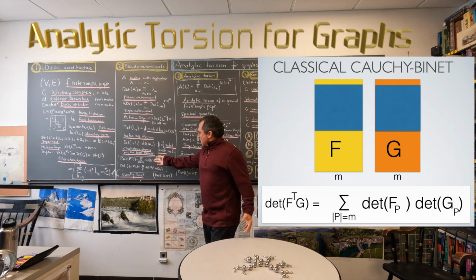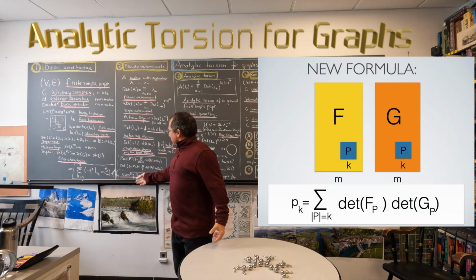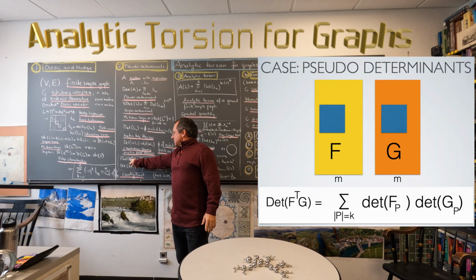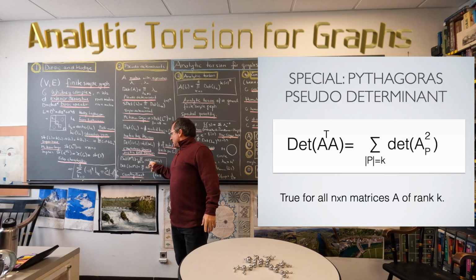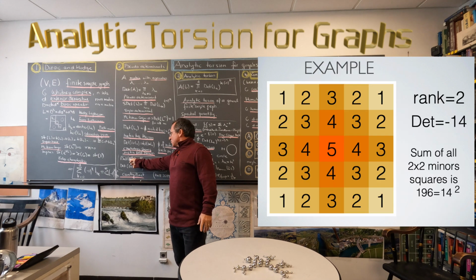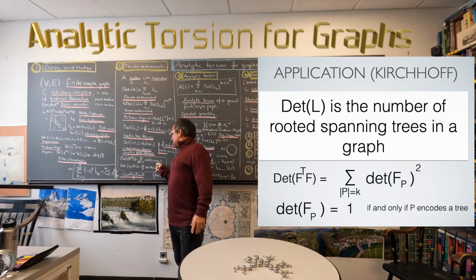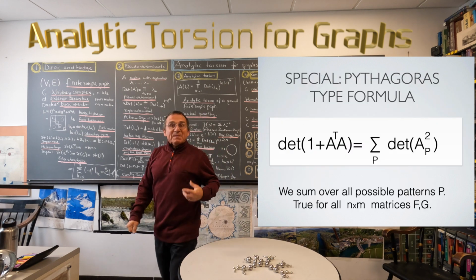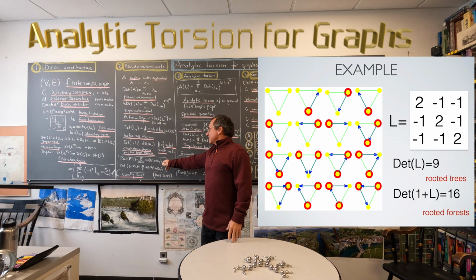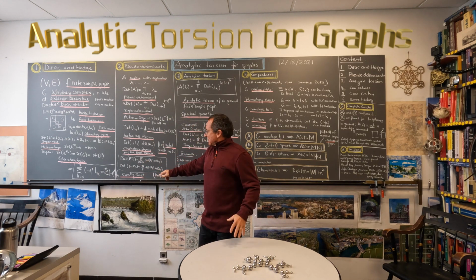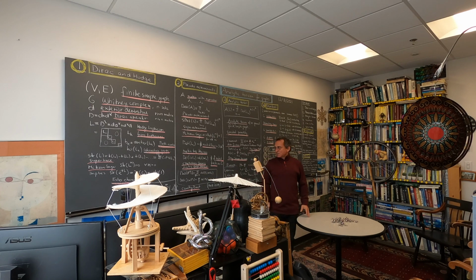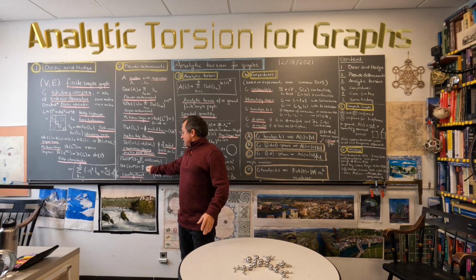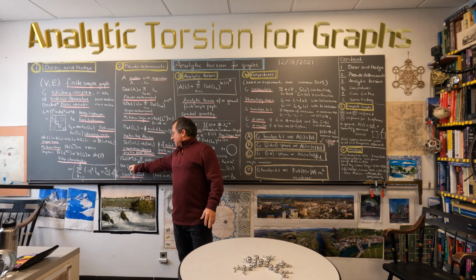And I'm proud of these formulas because most of the work here was actually just verifying that this has not been done before. So this is a general n times n matrix F and G, and we can express this pseudo-determinant as a sum of products of minors. These are all minors of size k, where k is the maximal rank which you have. And when you take 1 plus F transpose G and you sum over all possible minors, also the empty minor, then what you get is this determinant.